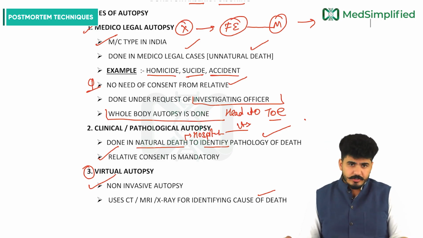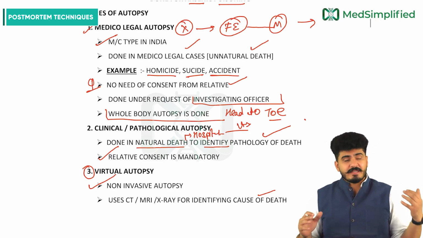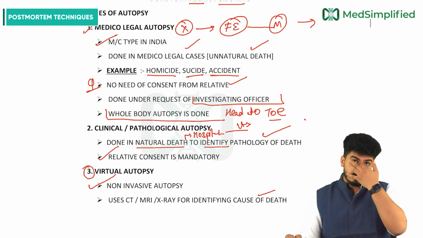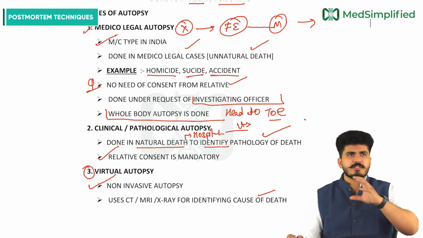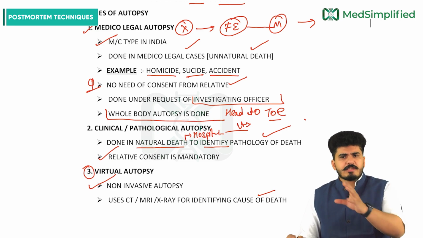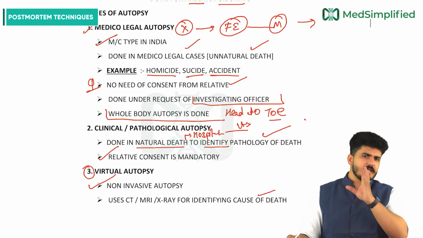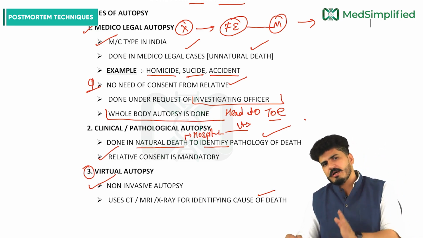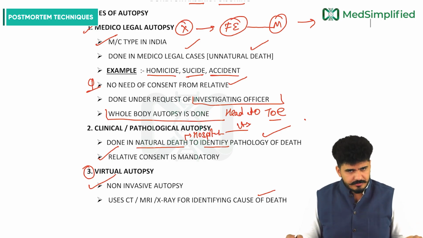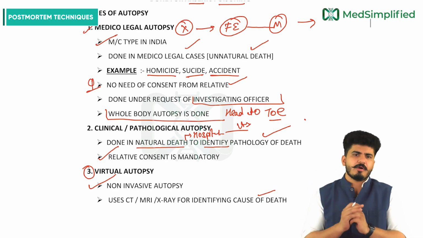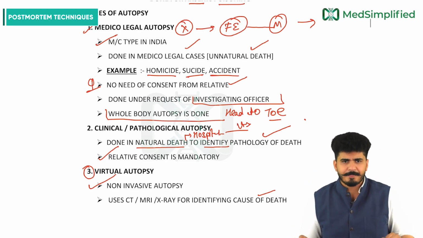Done. Psychological autopsy. A person dies because of suicide, and to know the mental status of the person just before the death, you need to ask questions from the family members, society and the friends, and then you will come to know about the psychological autopsy. These are all the 6 types of autopsies you need to know before the exam.